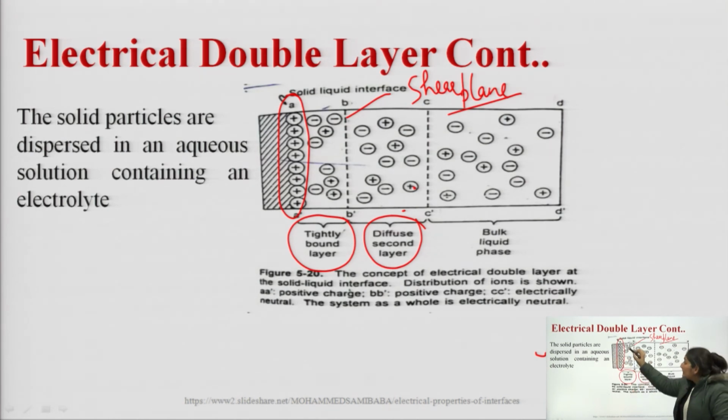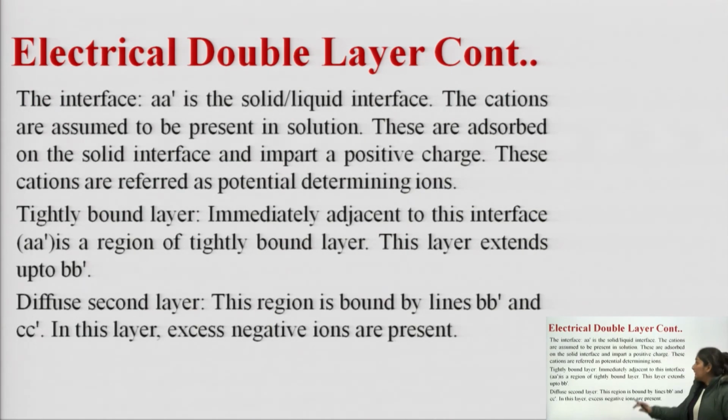Okay. And these cations that are present on the solid liquid interface are known as the potential determining ions. And the counter ions that are present between BB dash and CC dash are known as the Gouy ions. See, the interface AA dash is the solid liquid interface, and cations are assumed to be present in the solution and they are adsorbed on the solid surface and impart a positive charge. So, these cations are known as the potential determining ions.